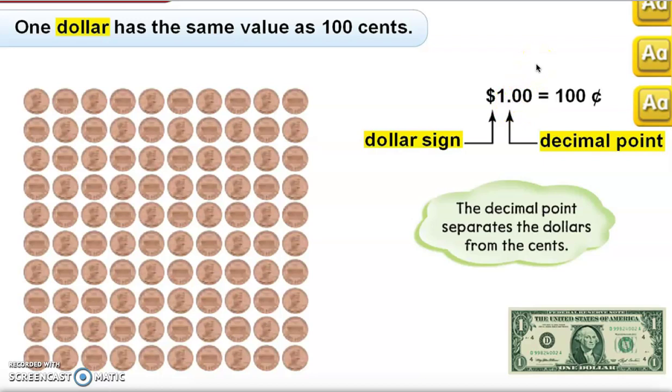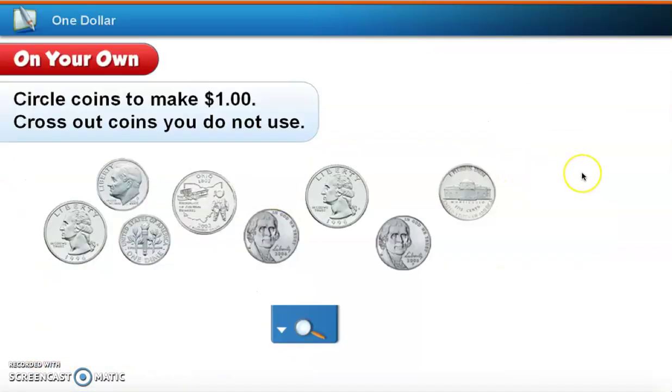And it's almost like regrouping. When you have 100 cents, all of those coins that make up that 100 cents now become $1. So if you have 100 pennies, or if you have one $1 bill, it's the same exact value. Down here is a little tip: the decimal point separates the dollars from the cents. So dollars, cents. We're going to dive into that a little bit more as our unit on money continues, but that's just an introduction to it.